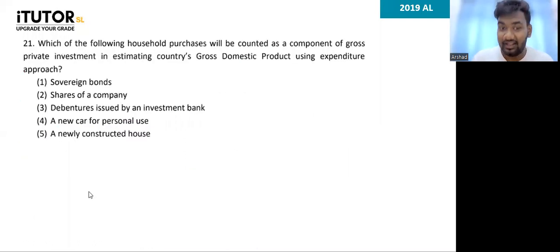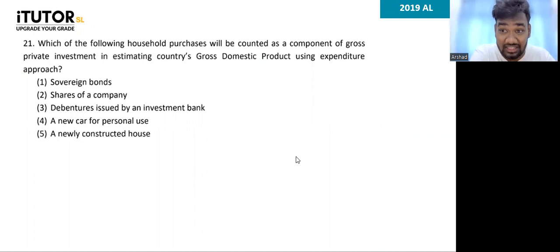Okay, 21. Which of the following household purchases? Okay, this one I explained last class. If you were there, you can give me an answer. Which of the following household purchases will be counted as a component of gross private investment in estimating a country's GDP using the expenditure approach?